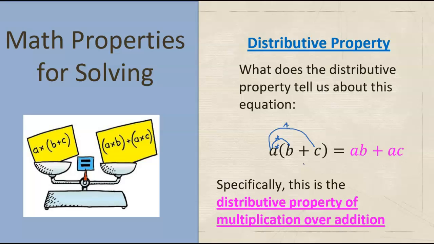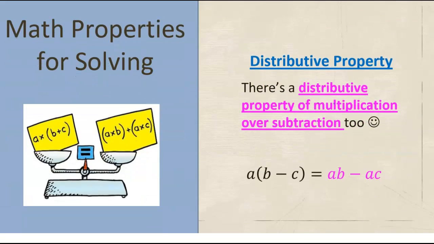Now what if there were a subtract in here instead? Is that valid? Can we do distribution over subtraction as well? We sure can. That is another thing, that there is a distributive property of multiplication over subtraction. It works exactly the same. We have a multiplication here, and we distribute the a to the b and the a to the c, and we get a times b minus a times c.